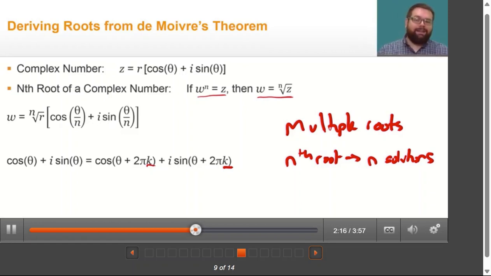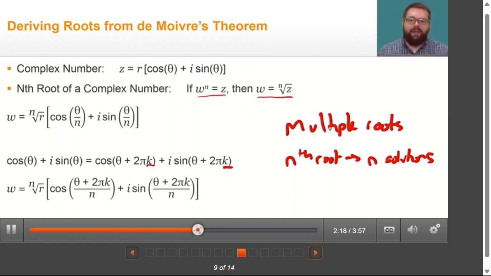So we get that w is equal to the nth root of r times the cosine of (theta plus 2 pi times k) divided by n, plus i times the sine of (theta plus 2 pi times k) divided by n. And that will be for values of k from 0 all the way up to n minus 1.